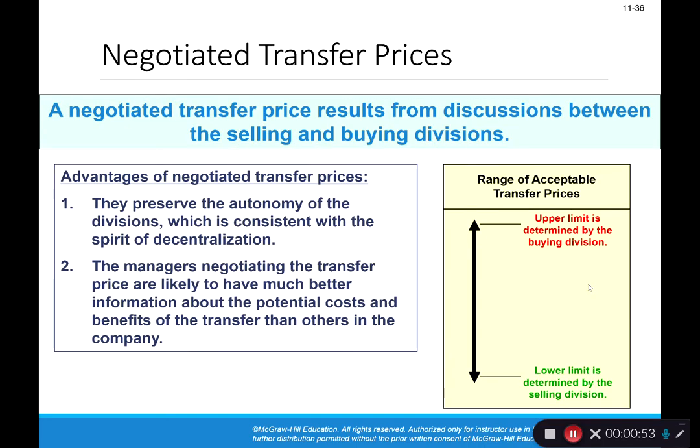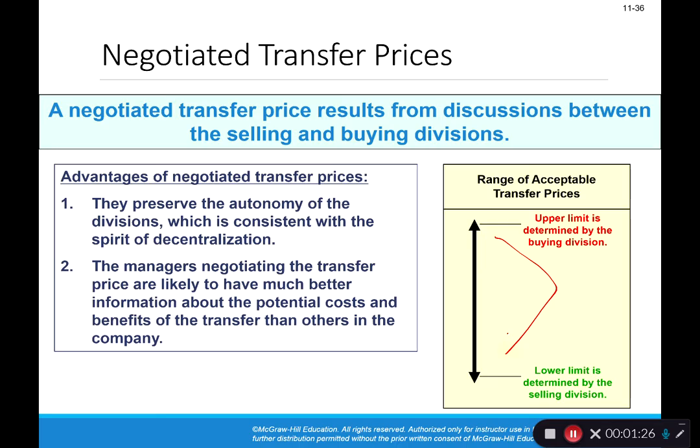So how do we figure out negotiated transfer prices? Well, if you think about being a buyer and a seller, each party wants something different. As a buyer, I have a maximum amount I'm willing to pay. I want to pay the least amount possible, but I have a cap. I'm not going to pay more than X. As a seller, I want the most money possible, but I have a minimum I'd be willing to accept. And as long as the seller's minimum is lower than the buyer's maximum, we can make a deal.